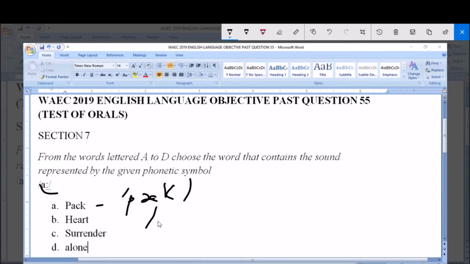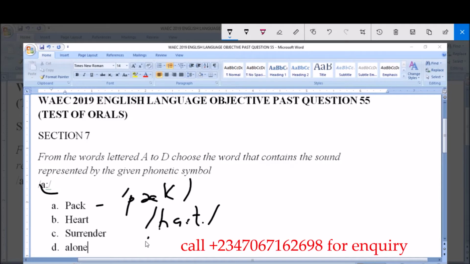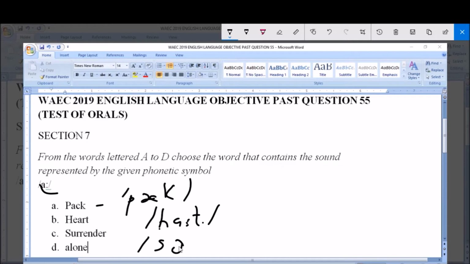Option B is heart, transcribed this way. Option C is surrender. And option D is alone.